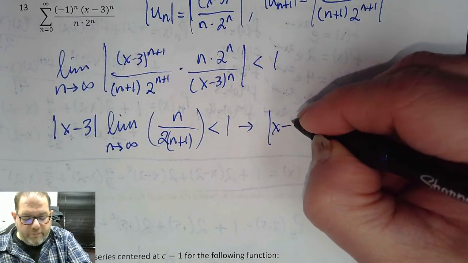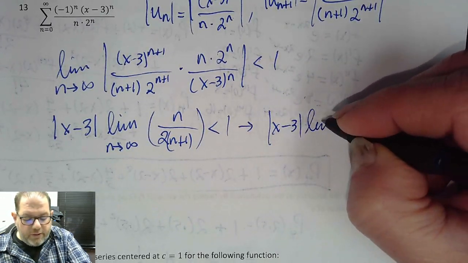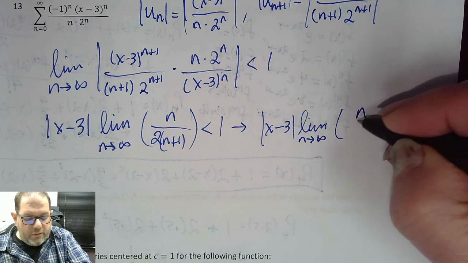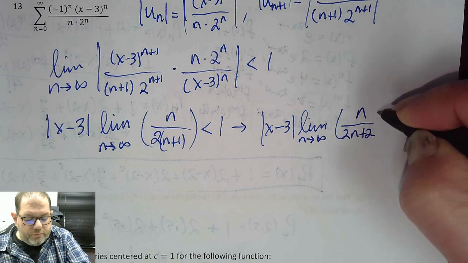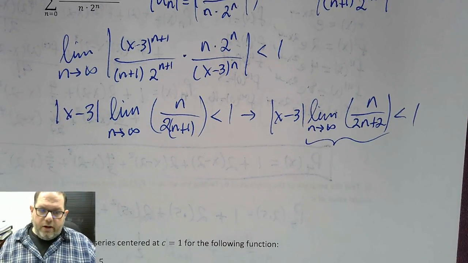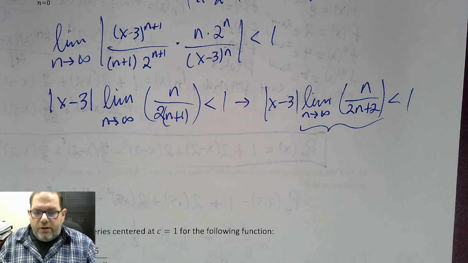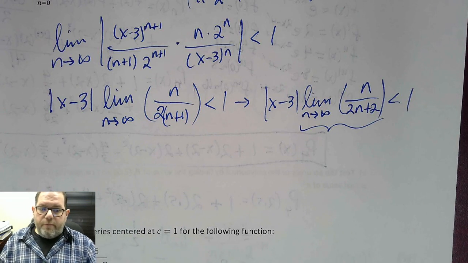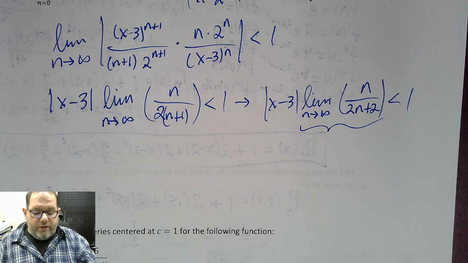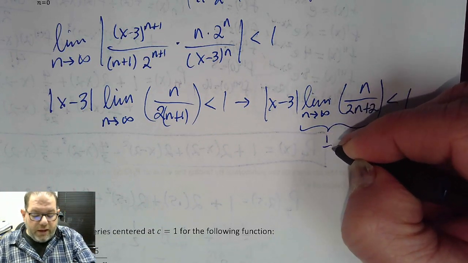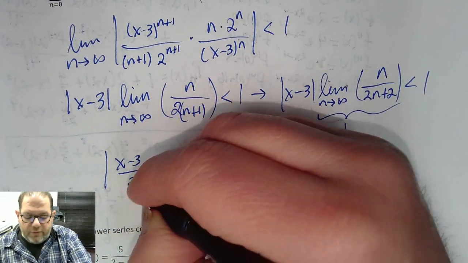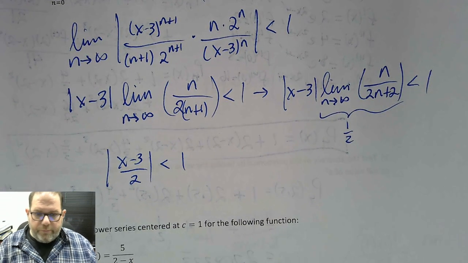So we have the absolute value of x minus 3 times the limit as n goes to infinity of n over 2n plus 2. And now we look at the limit of that expression. Again, the exponents are the same on top and bottom, so we can take their coefficients as the limit. So that's just going to be 1/2. So our limit is going to be 1/2. So we're going to end up with the absolute value of (x minus 3) over 2 is less than 1.